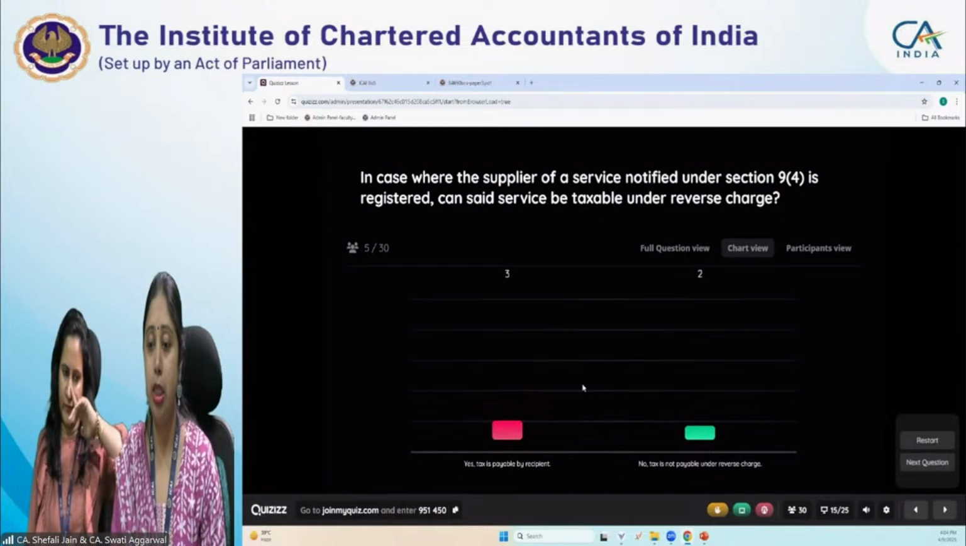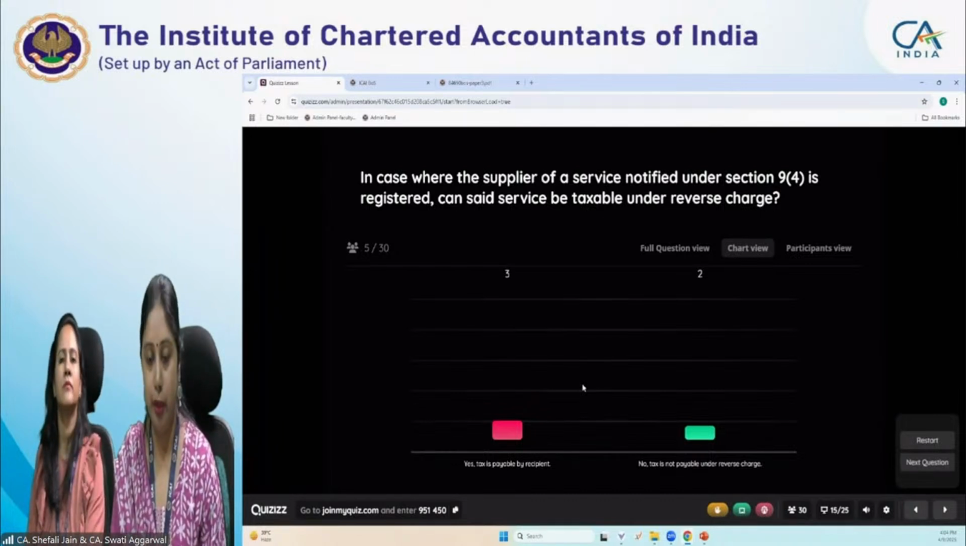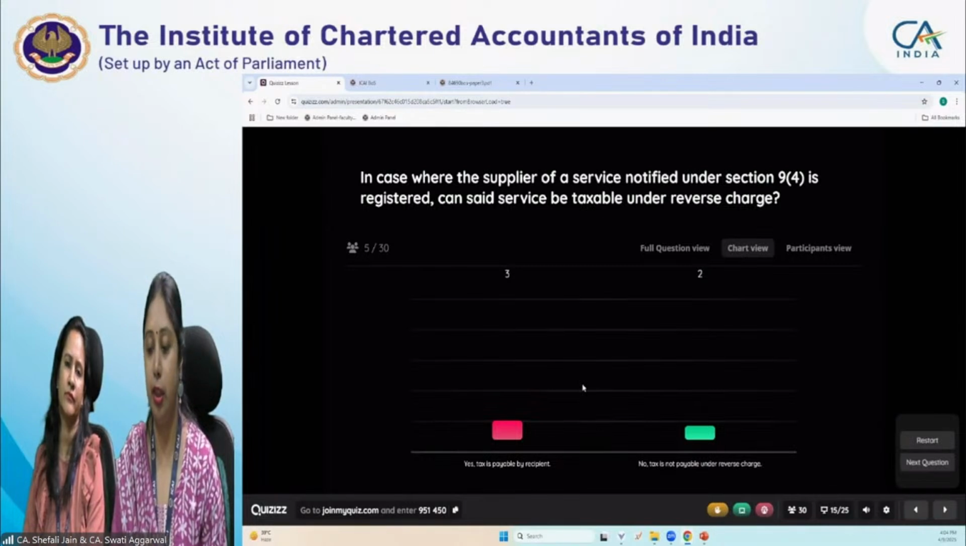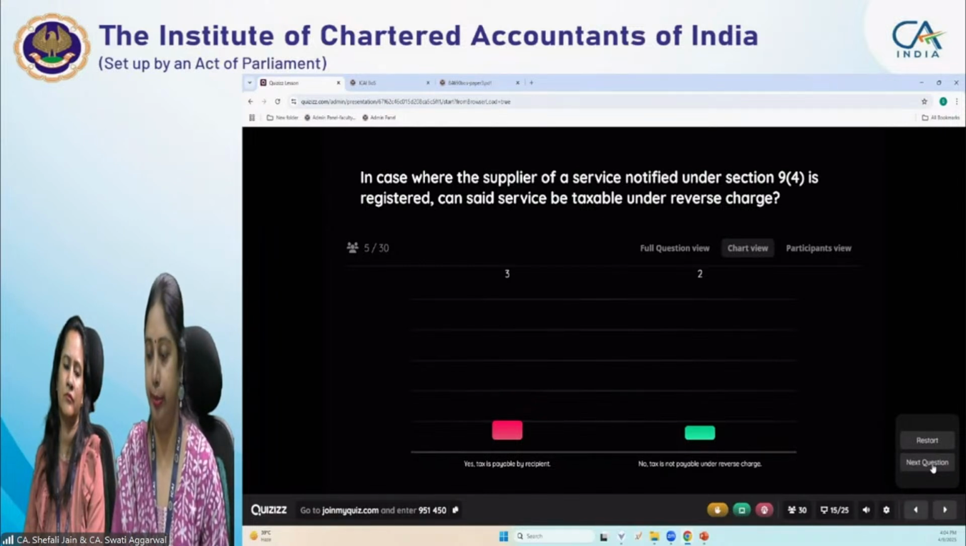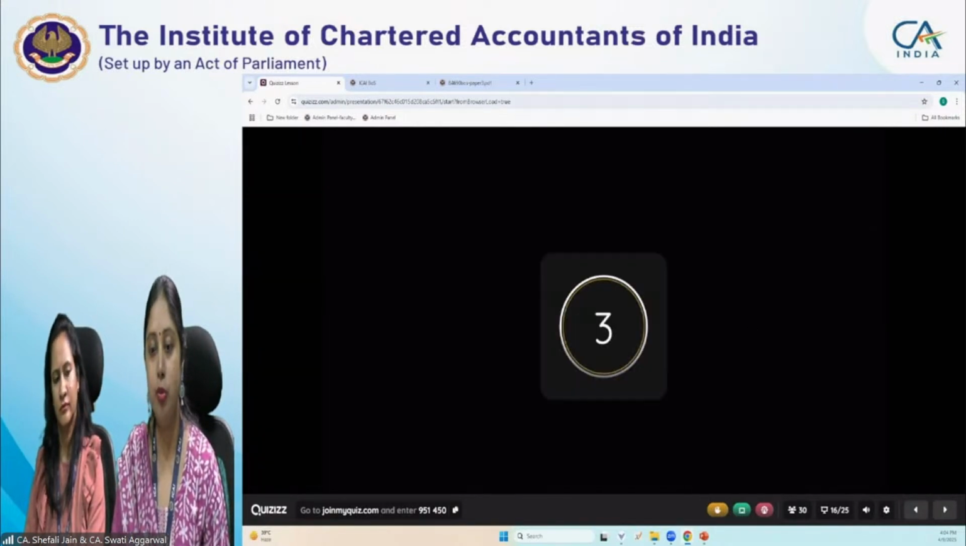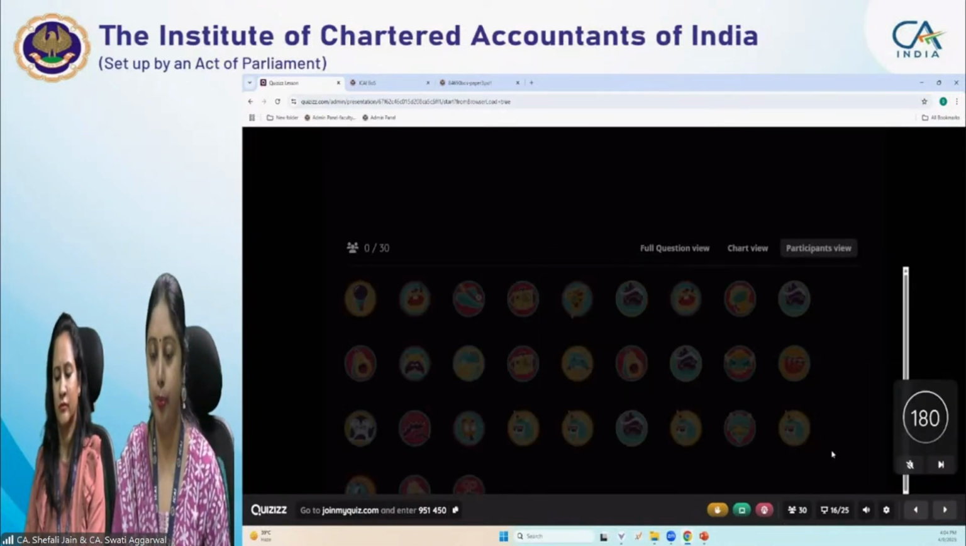But here we have taken services only. So then 9(4) will apply. In this case, our supplier is registered, therefore reverse charge cannot apply. And in this case, we have to see the other taxability for knowing the taxability of that particular transaction. So with this, we come to the next question, because we want to cover the GTA provision also.